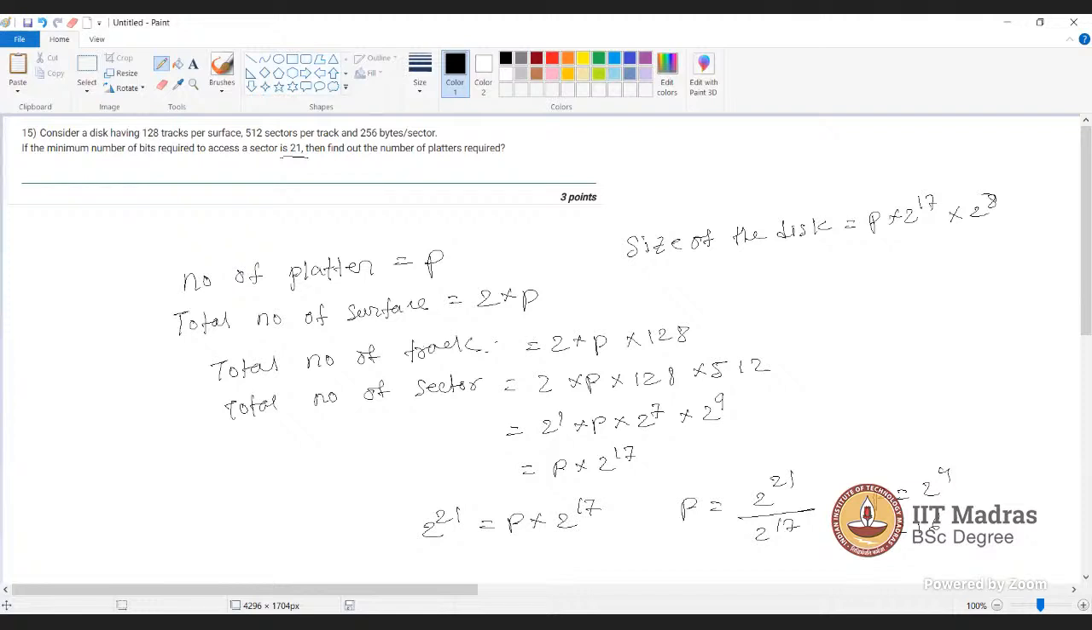Hello. Am I audible? Yeah, you're audible. Is it clear to you how many bits are required? Hello. Yes, sir, you're audible. Sir, can you explain MTTF for revision purposes? Just to be clear.